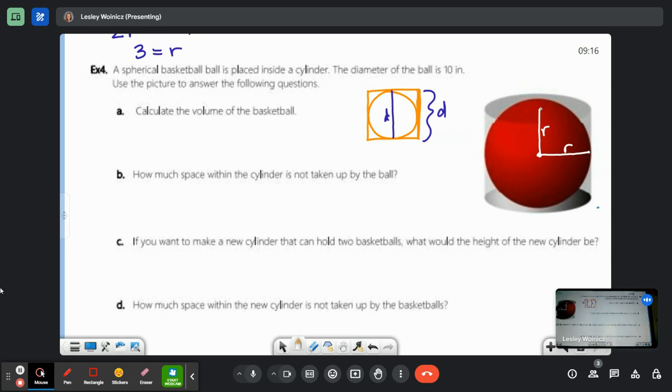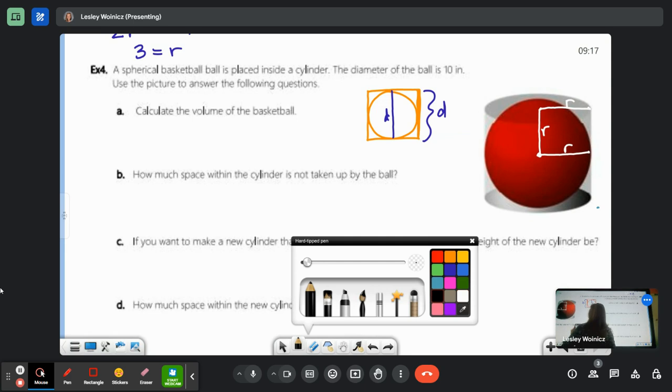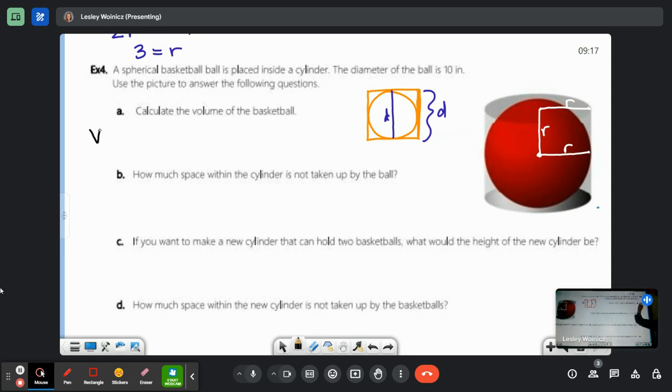Now it's the same radius that's right here, right? Does everybody see that? It's for this circle. So let's do the volume of the basketball. Volume equals 4/3 pi times my radius, which is 5 because it's half of my diameter, cubed, which is 166.6 repeated.